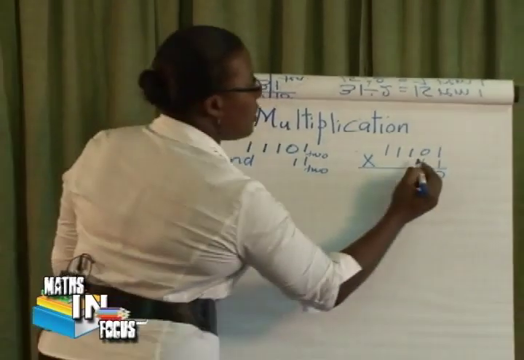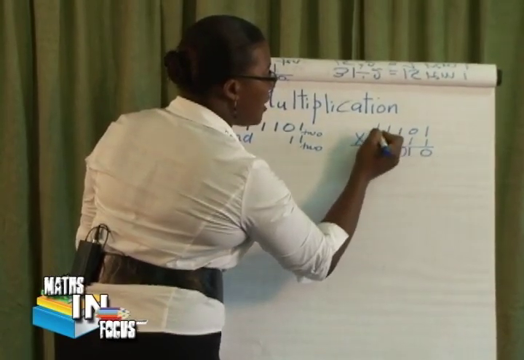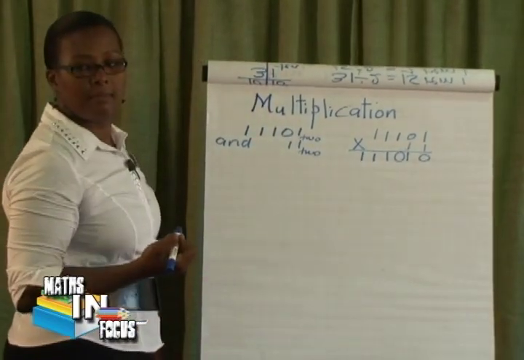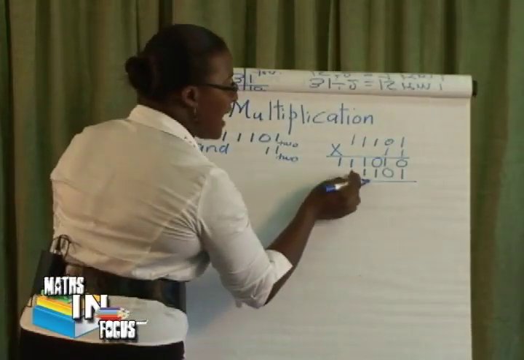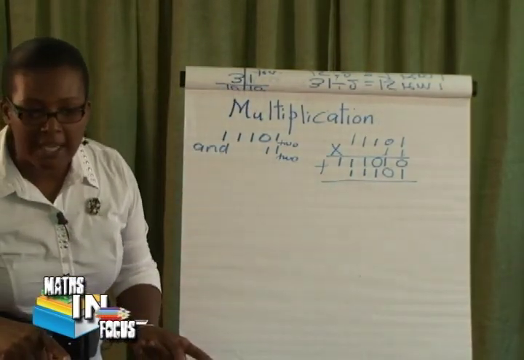So we add our 0 and we multiply. 1 by 1 would give me 1. 1 by 0, 0. 1 by 1, 1. 1 by 1, 1. 1 by 1, 1. 1 by 0, 0. 1 by 1, 1. 1 by 1, 1. 1 by 1, 1. And now we're going to add these two. Find the sum. So you see why we needed to add and then multiply?